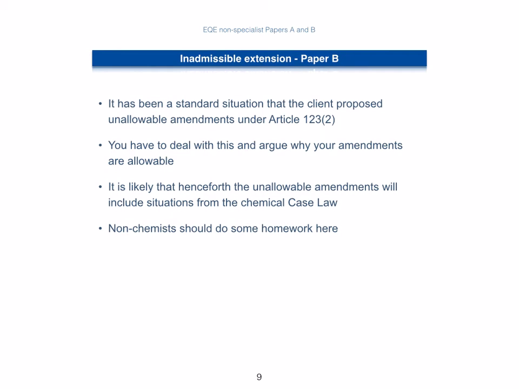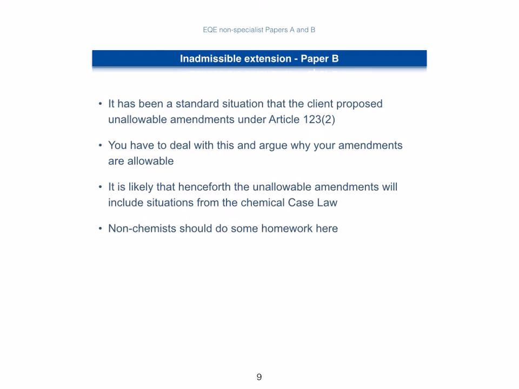I now turn to inadmissible extension of subject matter in paper B. It has been a standard situation that the client proposed unallowable amendments under Article 123(2). You have to deal with this and argue why your amendments are allowable.